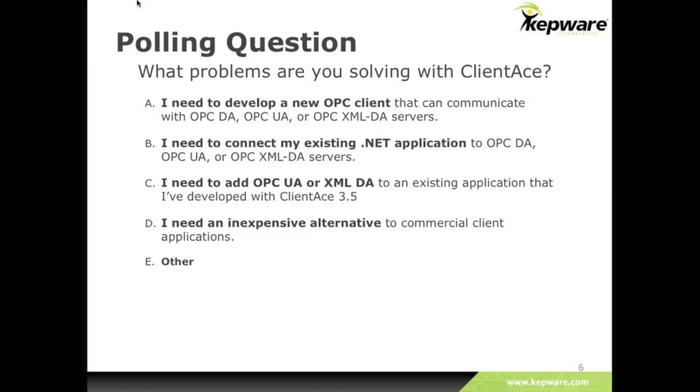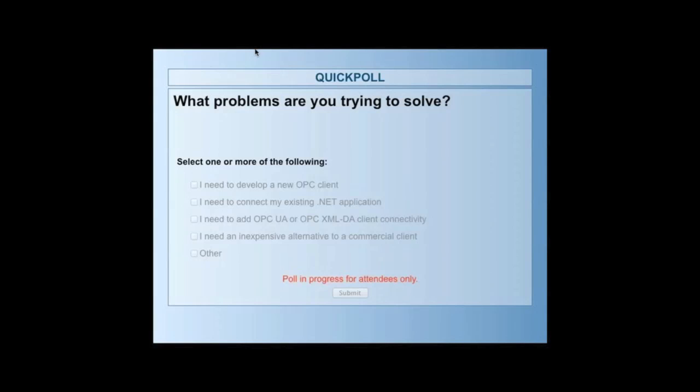So last poll question, I promise, is we want to know what problems are you trying to solve with ClientAce? Why are you using it if you are, or what could you see yourself using it? So I'm going to go ahead and launch this poll. So new OPC client, integrate with an existing client, add UA or XML-DA connectivity. You want an inexpensive alternative. This is multiple choice, so you can answer multiple of them if multiple apply, or other. And if it's other, I would ask that you type your answer to other in the question pane so we can see what your application is.